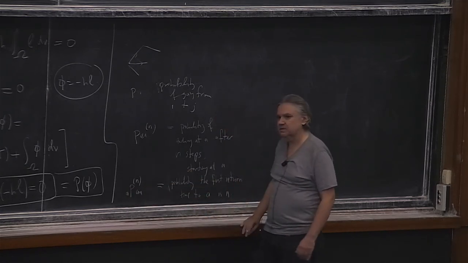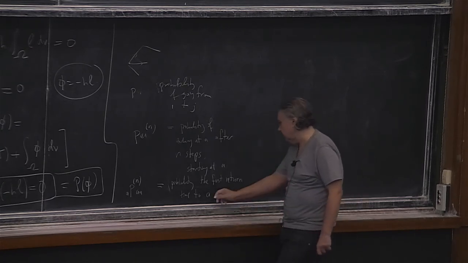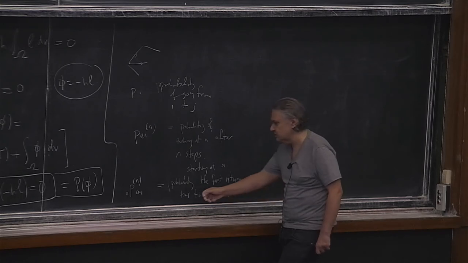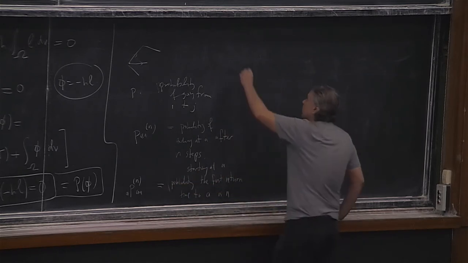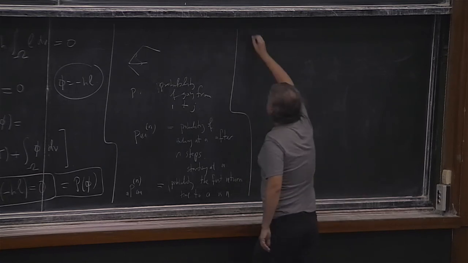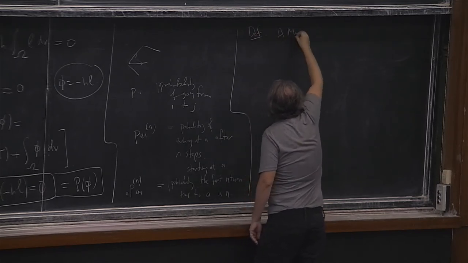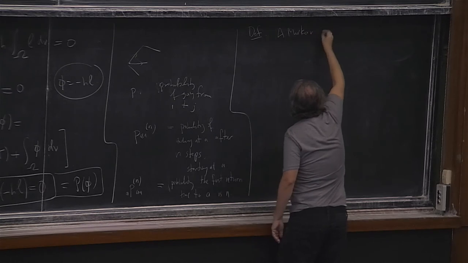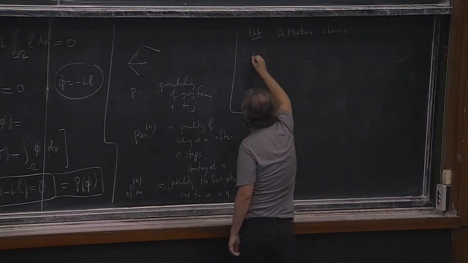Can you read the handwriting at the bottom of the probability? The return time to A is n. This is just really the first return probability. So, a Markov chain. Definition.